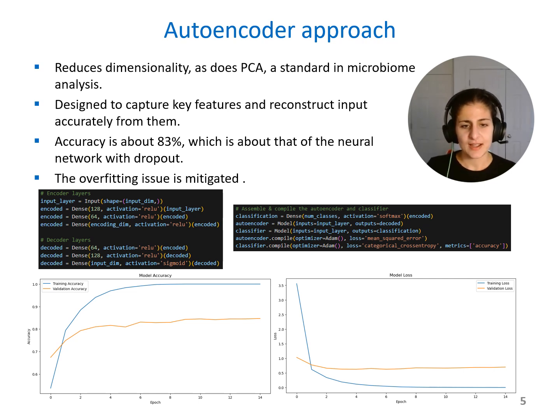So I built an autoencoder, and it wasn't too complex. You can see the encoding layers: a dense layer with 128 neurons, a dense layer with 64 neurons, and then it's just reversed for the decoding. The accuracy was about 83%, which is very close to the neural network accuracy when I added the dropout layers. But as you can see, the overfitting issue is mitigated to a greater extent than in the neural network models I previously talked about.